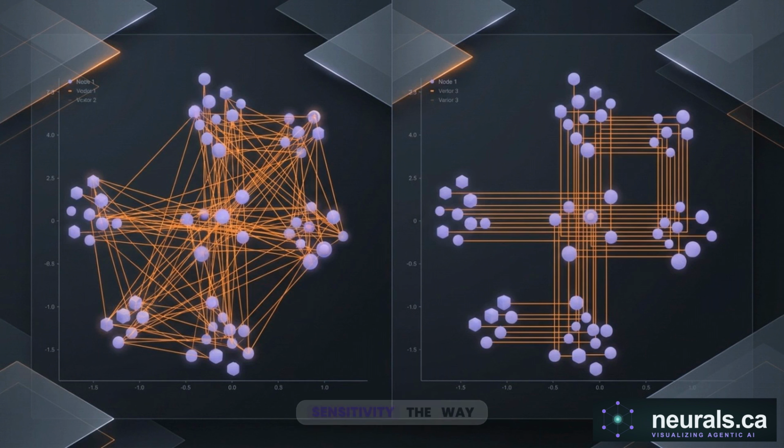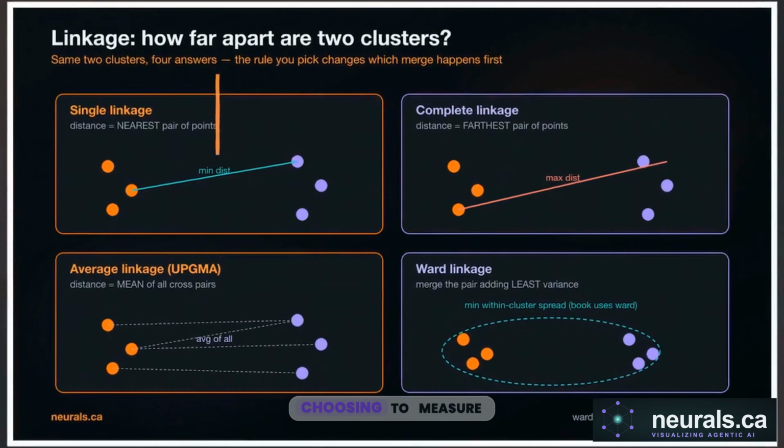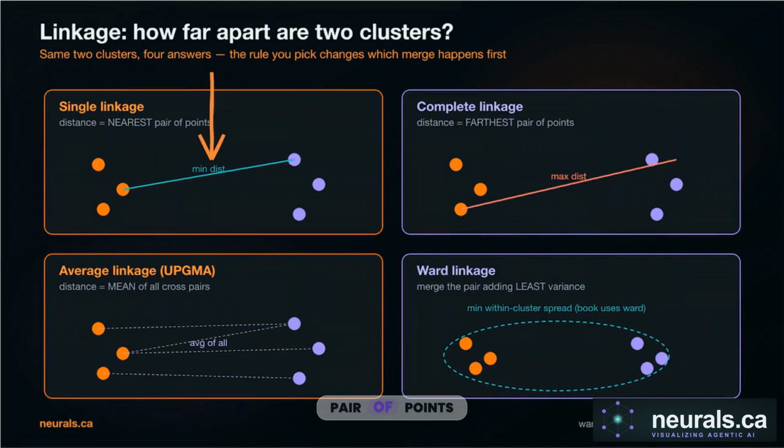Then there is linkage sensitivity. The way you define the distance between clusters will drastically alter your final map. This diagram illustrates 4 different answers to the question, how far apart are 2 clusters? Choosing to measure between the nearest pair of points versus the farthest pair of points completely rewrites the merging logic.